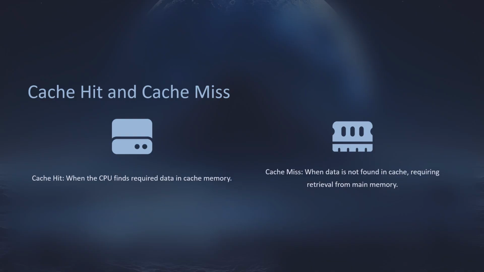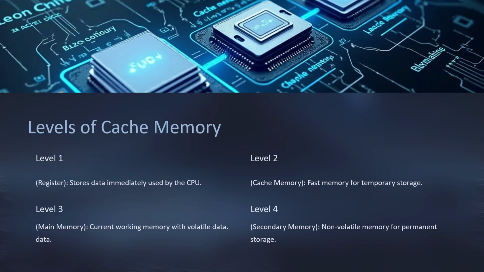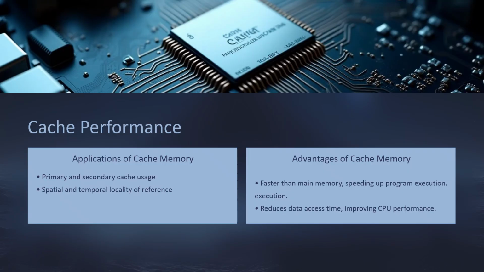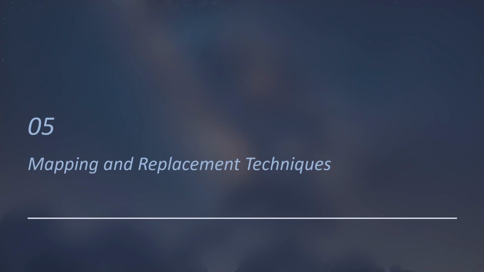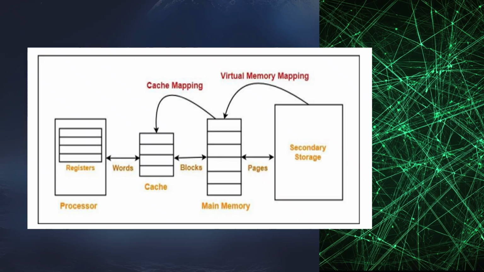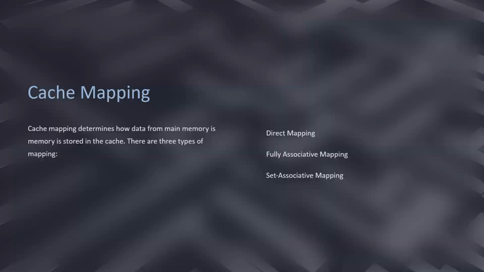Cache hit and cache miss. Levels of cache memory: level 1, 2, 3, and 4. Level 1 is the register, 2 is cache memory, 3 is main memory, 4 is secondary memory. Applications and advantages of cache memory: it is faster when compared to main memory, speeds up program execution, reduces data access time, and improves CPU performance. Mapping and replacement techniques: register, cache, main memory, and secondary storage. These are the best examples for this.